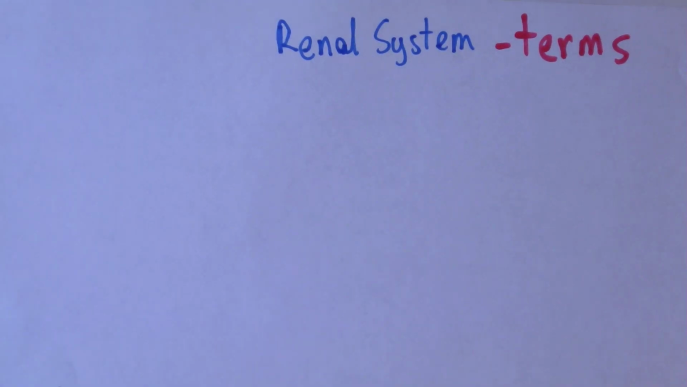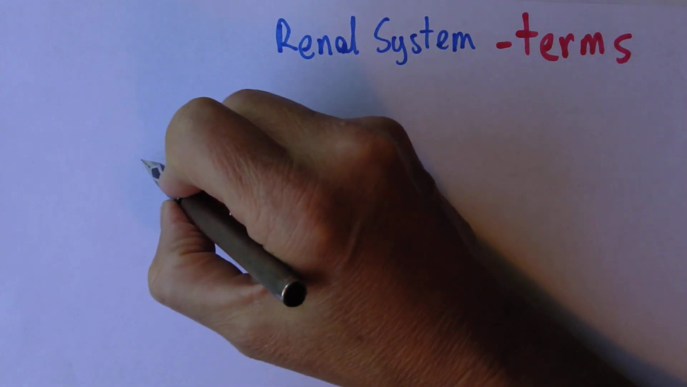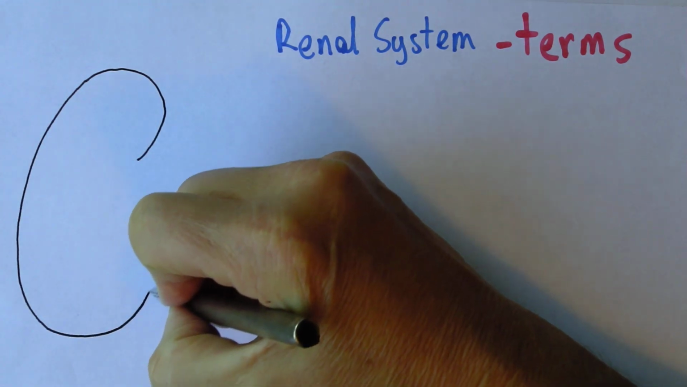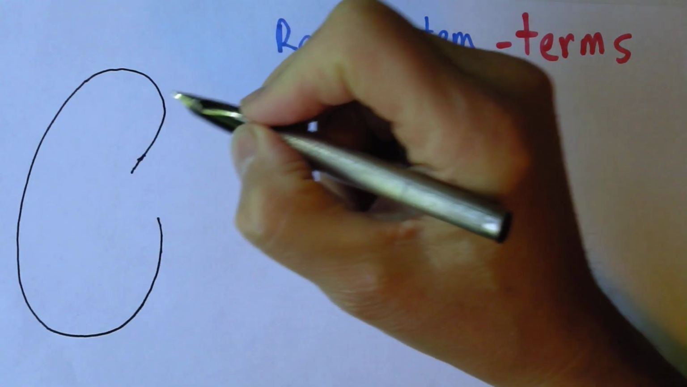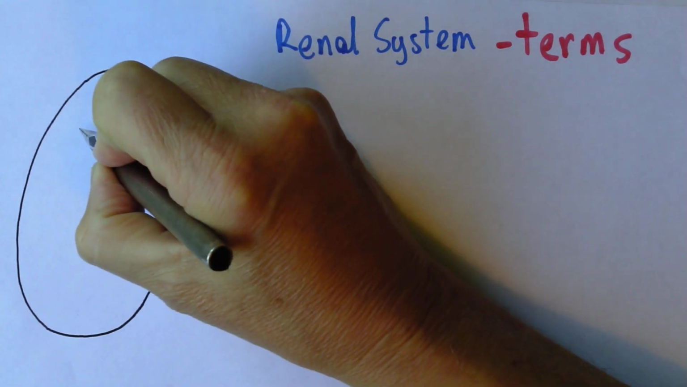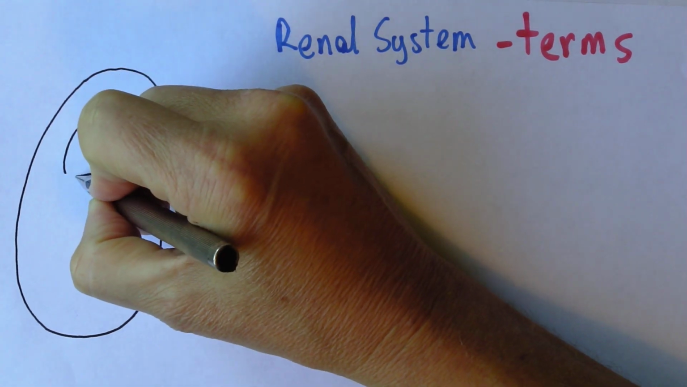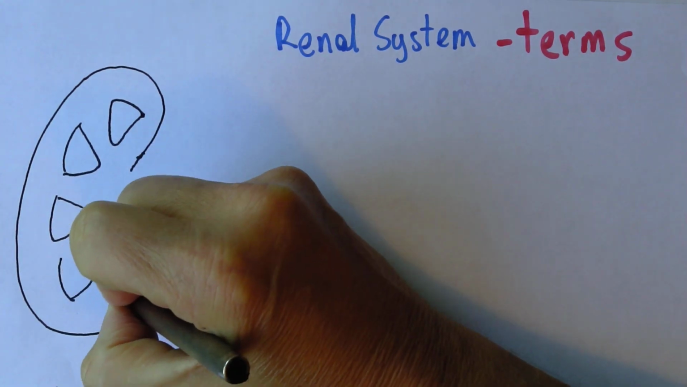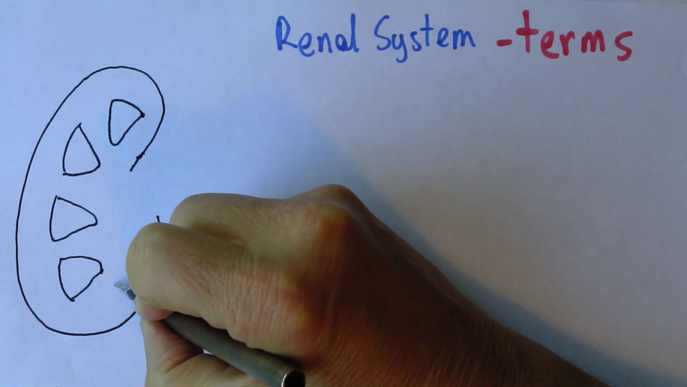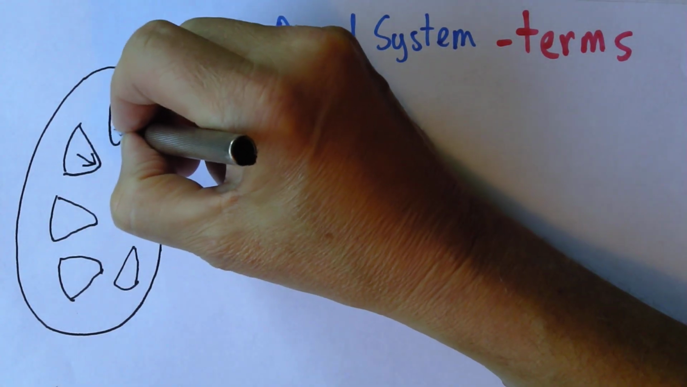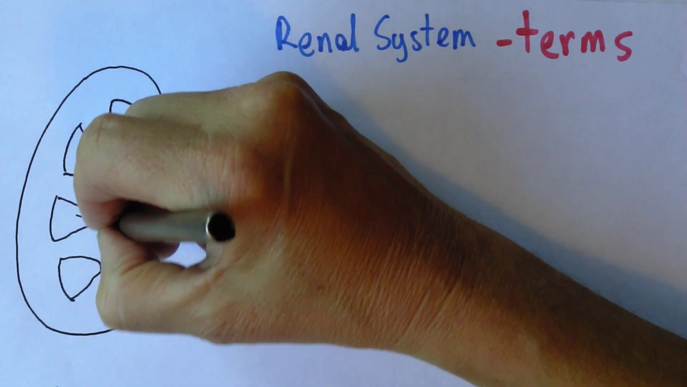Now let's think about terms relating to the renal system. So if we think about the anatomy here, we've got the kidney, one of two kidneys, and the kidney has an arrangement of pyramids, medullary pyramids like this. So they're the medullary pyramids. And urine comes out of the bottom of these pyramids, basically. The urine comes out there.